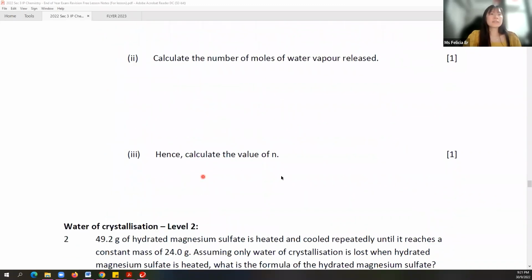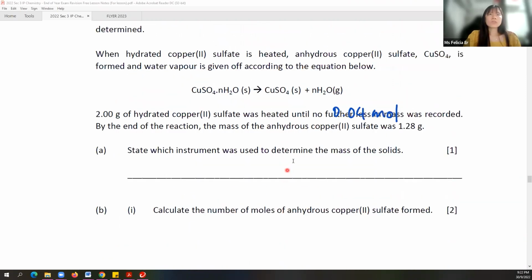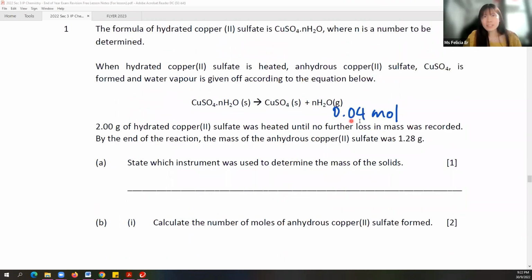Okay, so the next step is calculate the value of N. Since you know that you have 0.04 mole of water vapor, right? So to find N, this N is not just 0.04, because N is a ratio with the copper sulfate. It's always 1 copper sulfate to how many water. So you need to go and find out the number of moles of copper sulfate. Looking back at the previous parts, what is the number of moles of copper sulfate? You all calculated just now, right? Can I have an answer? What's the number of moles of copper sulfate?